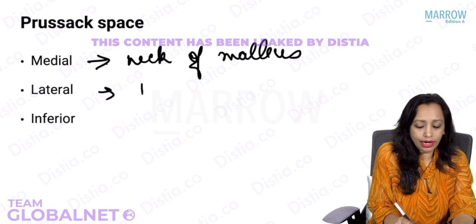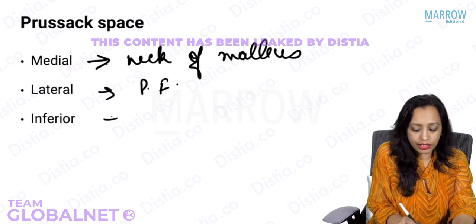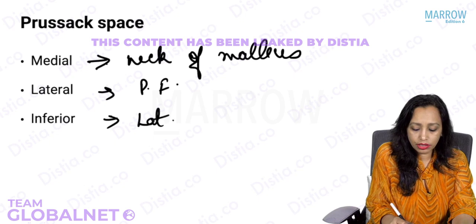What is lateral? Lateral is pars flaccida. And what is inferior? Inferior is the lateral process of malleus.